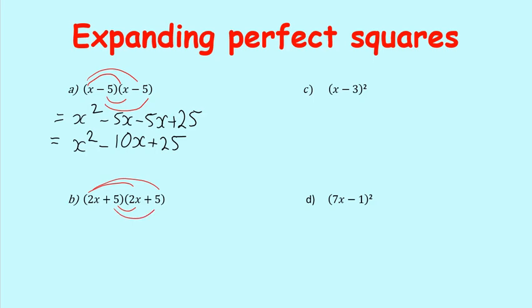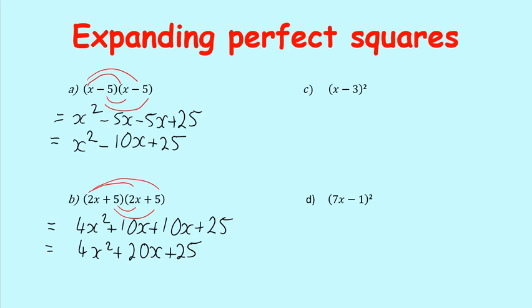For example B, as we did in example A, we will expand by multiplying each of the brackets together. This will give us 4x squared plus 10x plus 10x plus 25. We will then tidy up by collecting like terms, which will give us the answer 4x squared plus 20x plus 25.